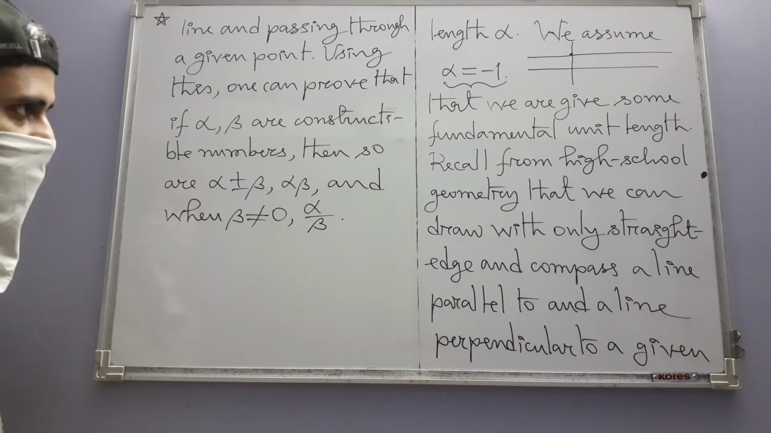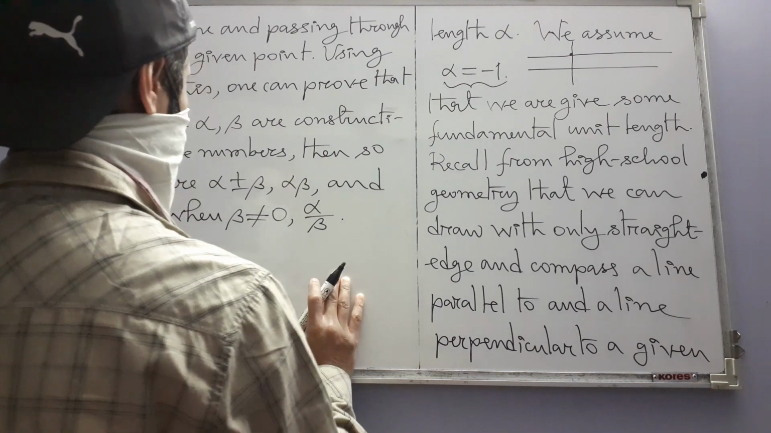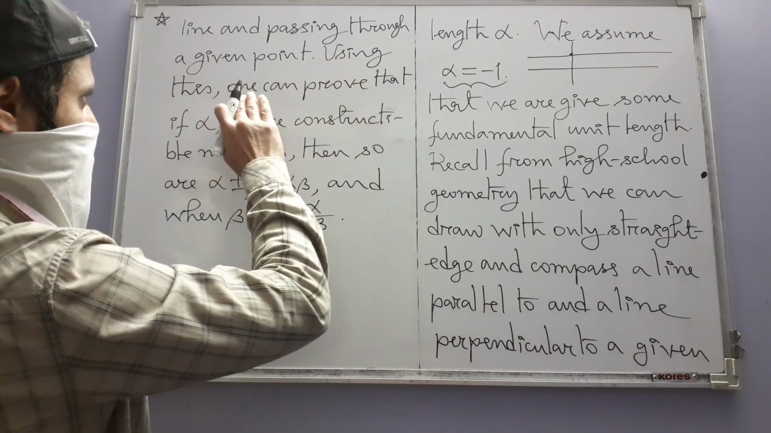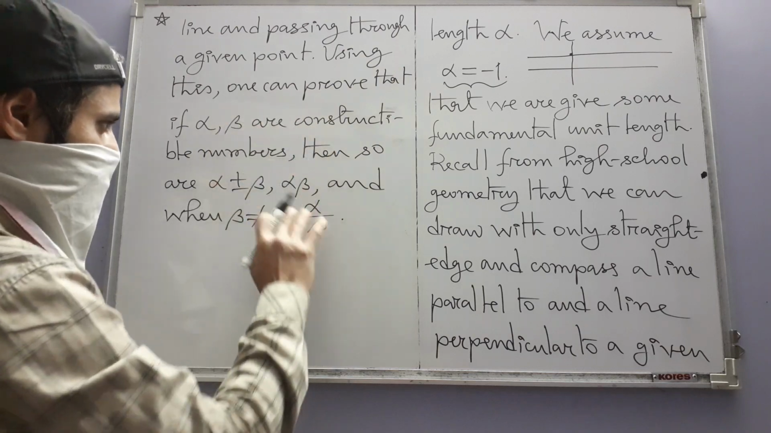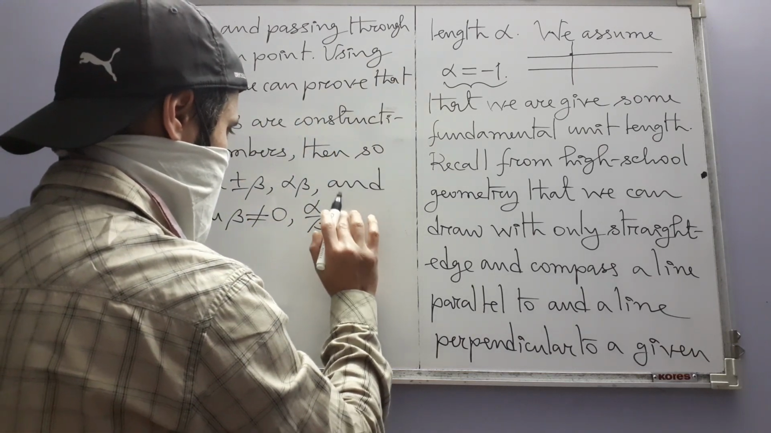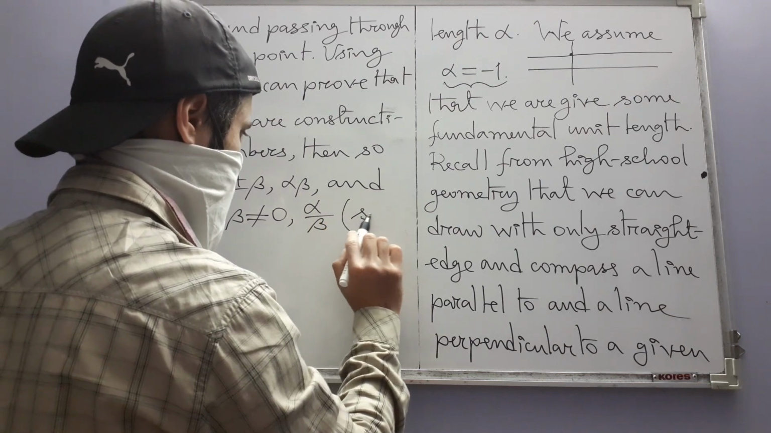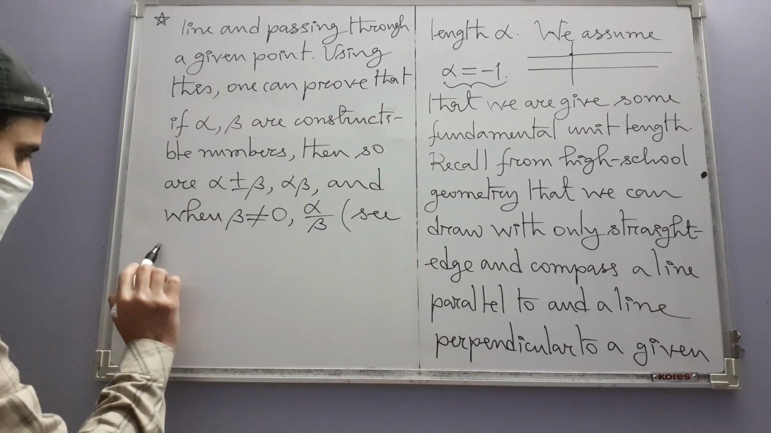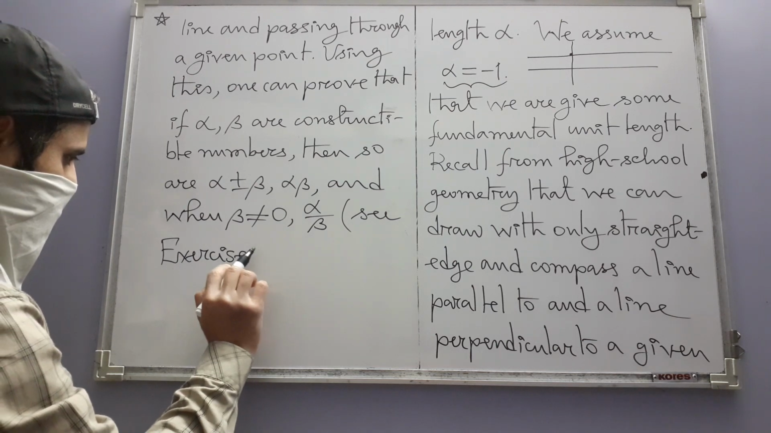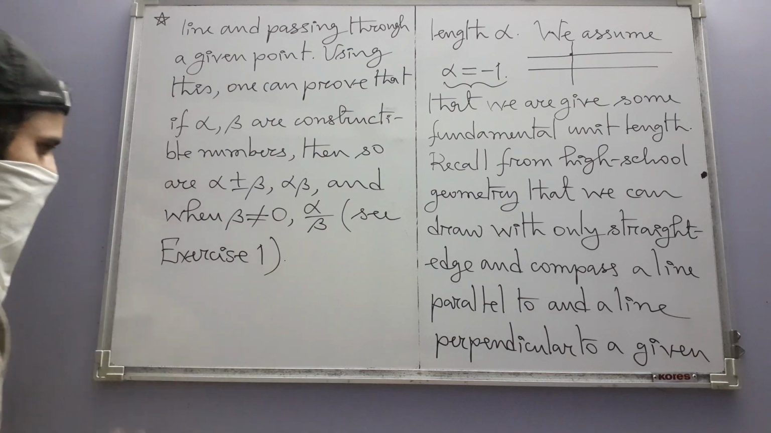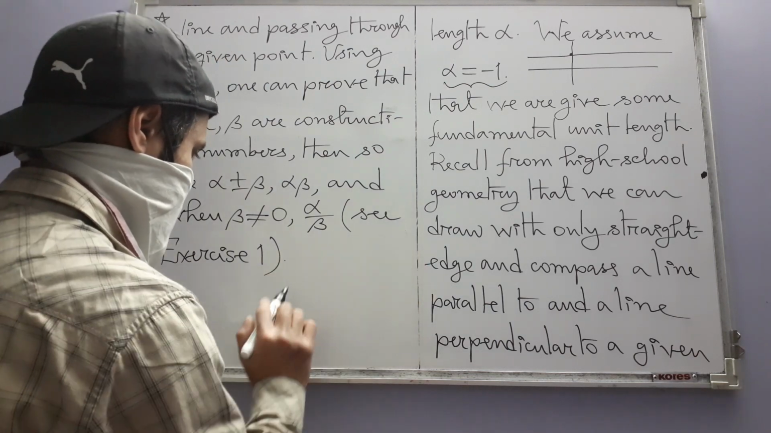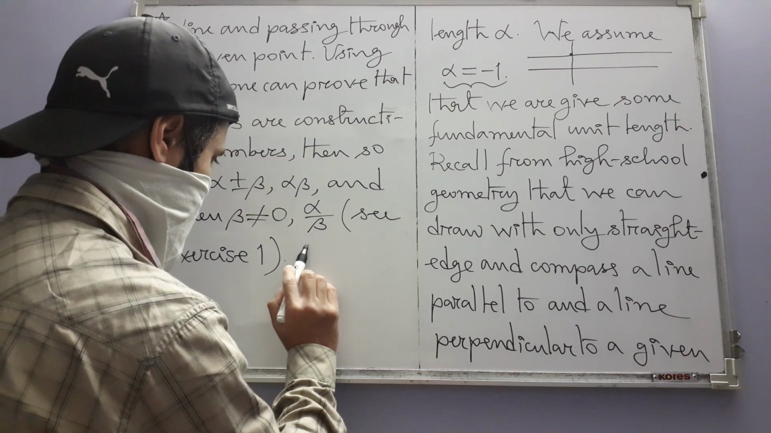And one more thing. In fact, exactly what Herstein says is this: using this, it is an easy exercise to prove that these things are true. And regarding that, he writes, see exercise 1.